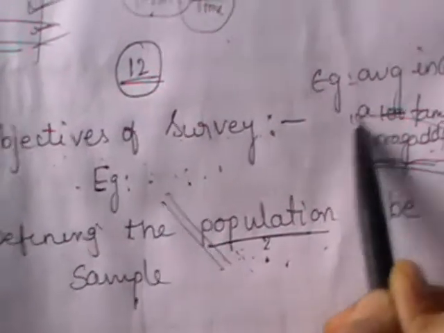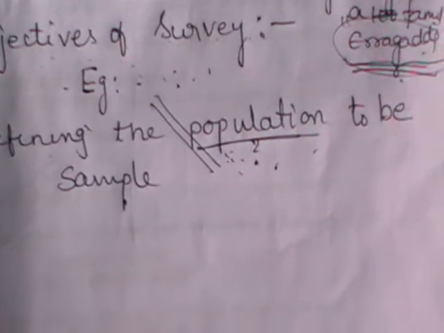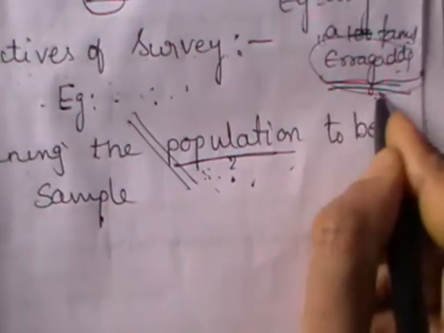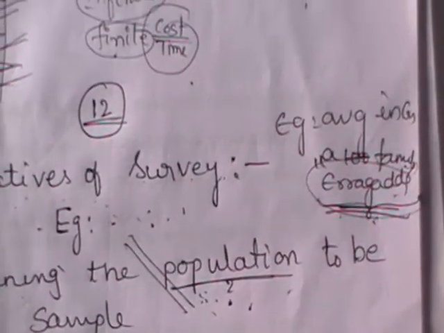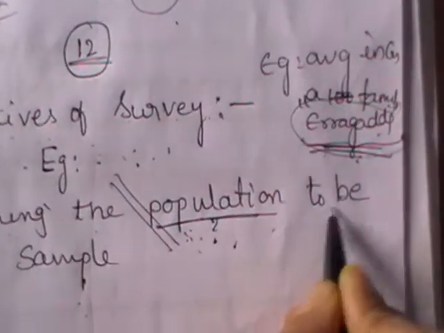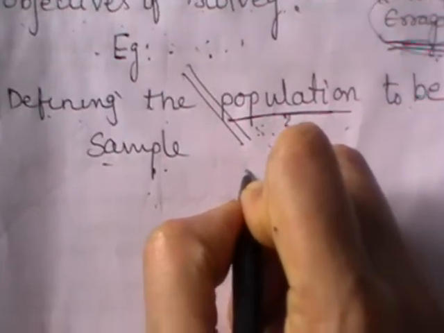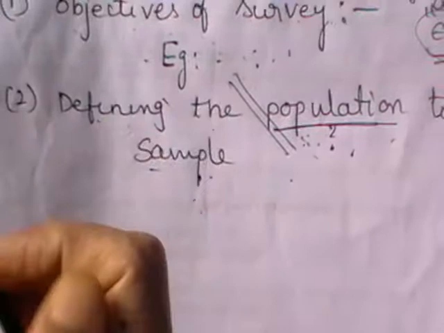If you are going to study the average incomes of people in Eragada area, the population should be the total number of families living in Eragada. It cannot be any other area. So you should define the population from which you are going to draw the samples clearly, without any confusion. You should not overlap any two areas.